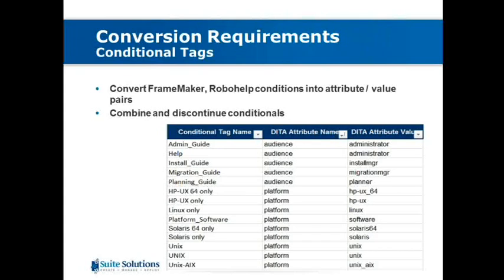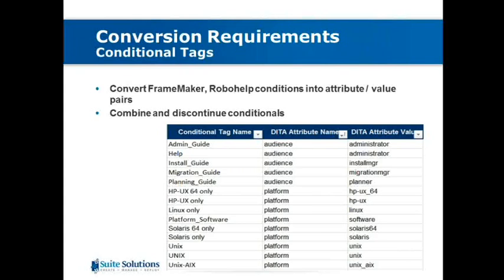A lot of folks, especially if they're using FrameMaker or RoboHelp, might be using conditions, conditional tags. Those you'll want to convert also into DITA attributes. With DITA you have attributes, and each attribute can have a value. For example, we have an audience attribute, a platform attribute, etc. What you want to do is map those conditional tags that you're using now into an attribute name, attribute value pair.